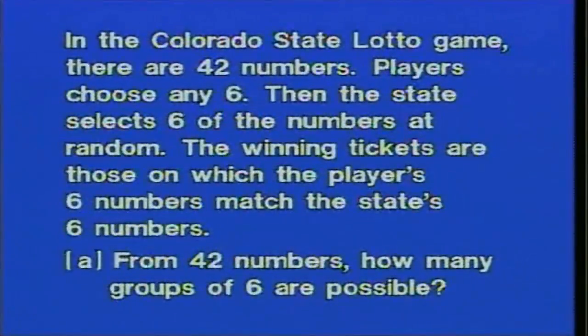In the Colorado State Lotto game, there are 42 numbers. Players choose any 6. Then the state selects 6 of the numbers at random. The winning tickets are those on which the player's 6 numbers match the state's 6 numbers. Part A of the question is, from 42 numbers, how many groups of 6 are possible? Now, how many groups of 6 are possible? Notice the word groups implies that we're not interested in the order in which the numbers are chosen, just whether or not we have a group, kind of like a committee idea.